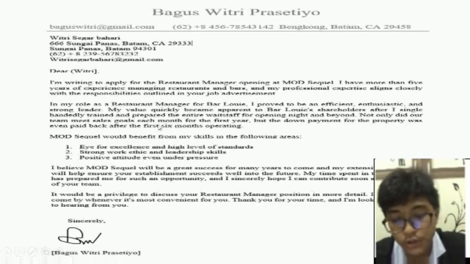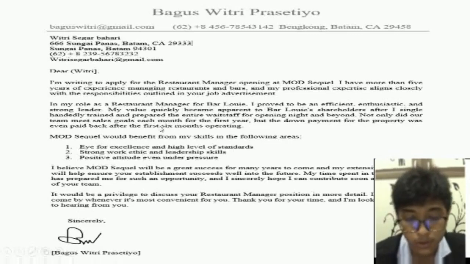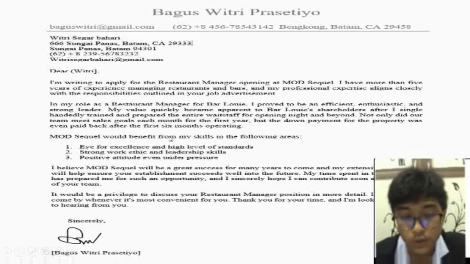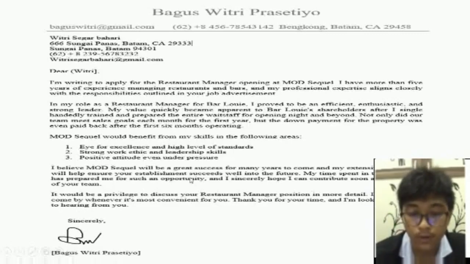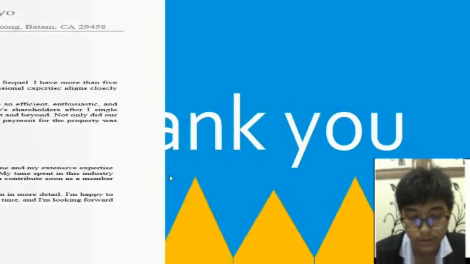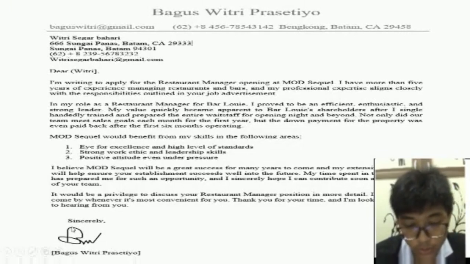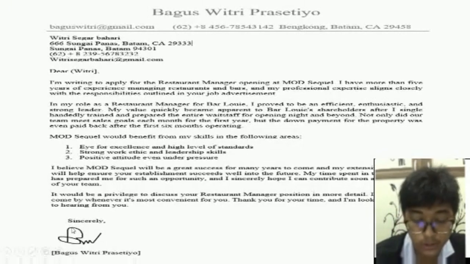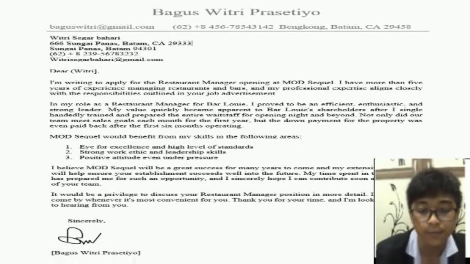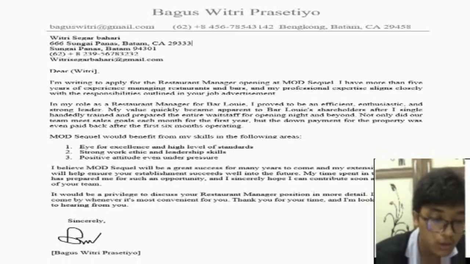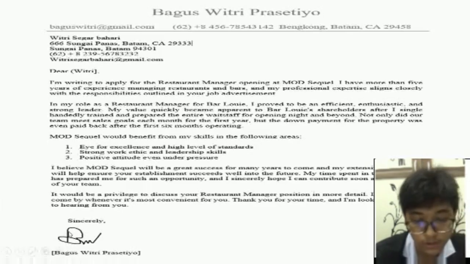Okay, step 5 is close your cover letter with a request for an interview. In the closing paragraph, thank the hiring manager for reviewing your resume or cover letter. Concisely summarize why you will be a good hire. And step 6, sign off with a professional closing salutation. Sign your cover letter like this: Sincerely, Bagus Witri Prasetiyo, and signature.